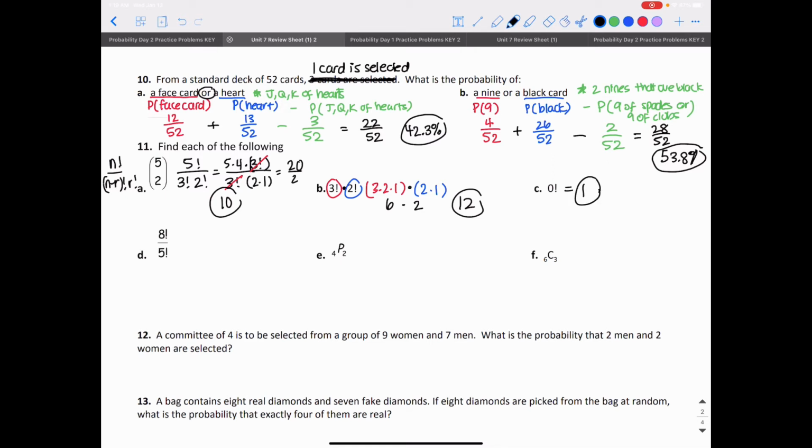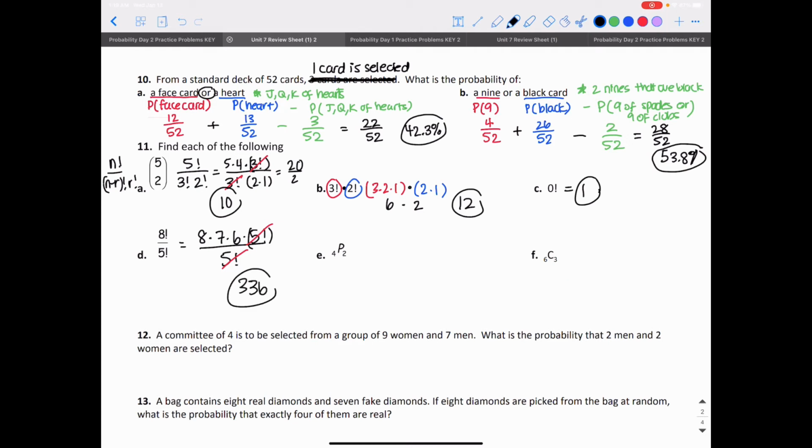For D, I have 8 factorial over 5 factorial. So I'm going to rewrite the bigger one in terms of the smaller one. I'm going to rewrite 8 factorial as 8 times 7 times 6 times 5, and I'm going to stop and just write 5 factorial. I know I have 5 factorial on the bottom, so I can cancel out those 5 factorials, and I'm left with 8 times 7 times 6, which is 336.